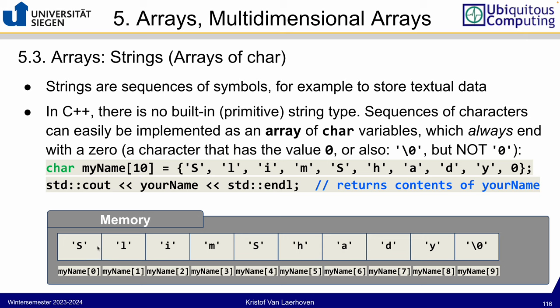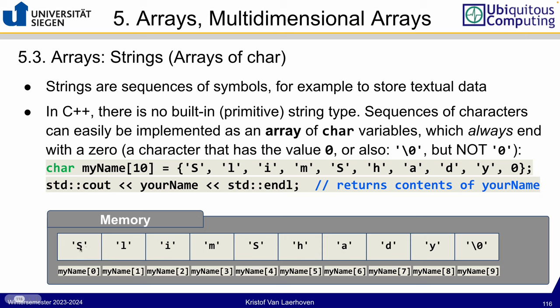Because typically, as I said, you can go beyond the array boundaries. You just need to know the size. And in strings especially, the size is a little bit burdensome or cumbersome to deal with. So typically, whenever you have operations on strings, they go over the string and always check where the end of the string is. How do they know that?